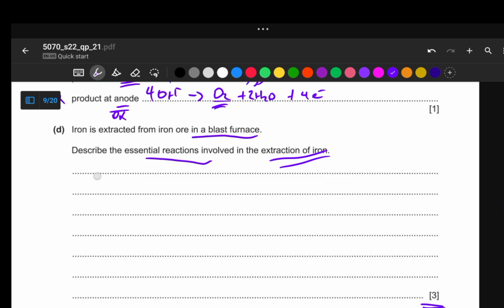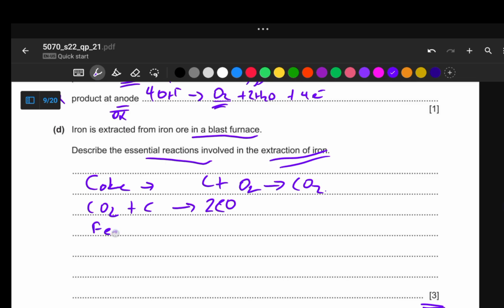So first we have the combustion of coke. We have coke, which is carbon, to give carbon dioxide, and then we reduce carbon dioxide by reacting it with carbon to give carbon monoxide. To balance this equation we need a 2 here. And then we reduce the iron ore. The iron ore is iron(III) oxide plus 3 moles of carbon monoxide to give iron plus 3 moles of carbon dioxide. To balance this equation we need a 2 here. So this is the main reaction.